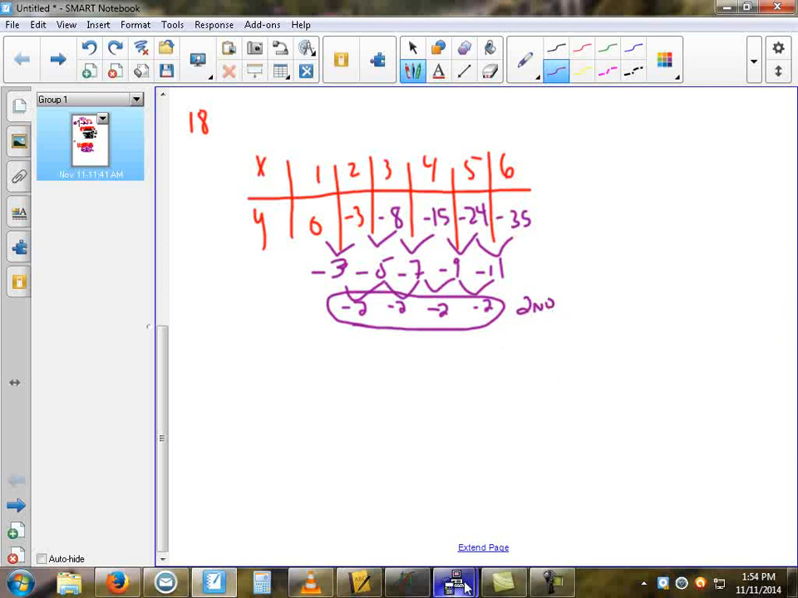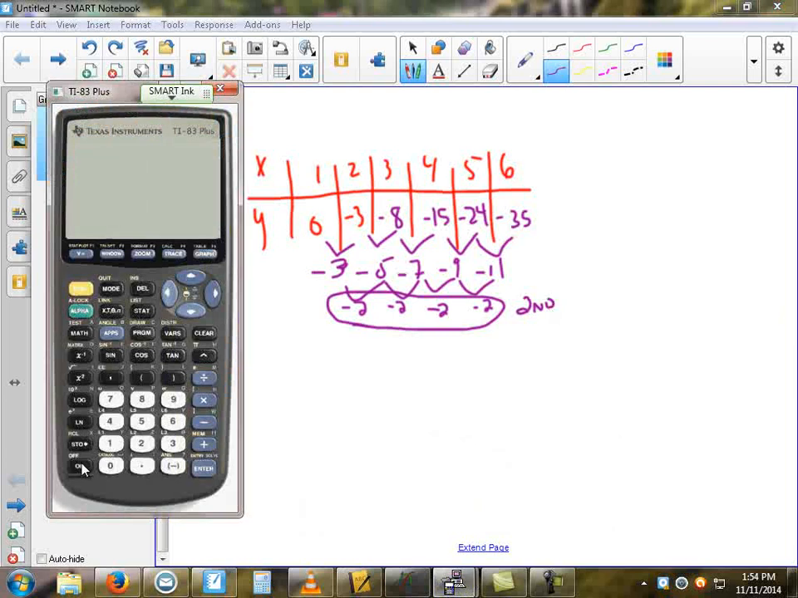So when we write the equation in the calculator, as we make our list, we're going to turn it on, go to Stat, edit our list, and type in the numbers that we see for our x values: 1, 2, 3, 4, 5, 6. And then we go over, and in our y values, we'll type the 0, -3, -8, -15, -24, and -35.